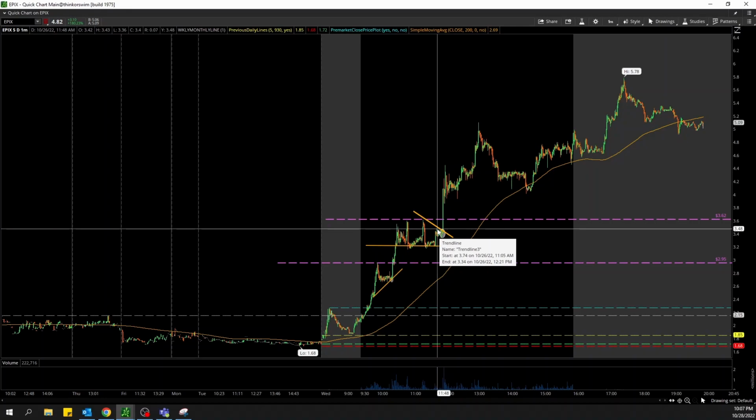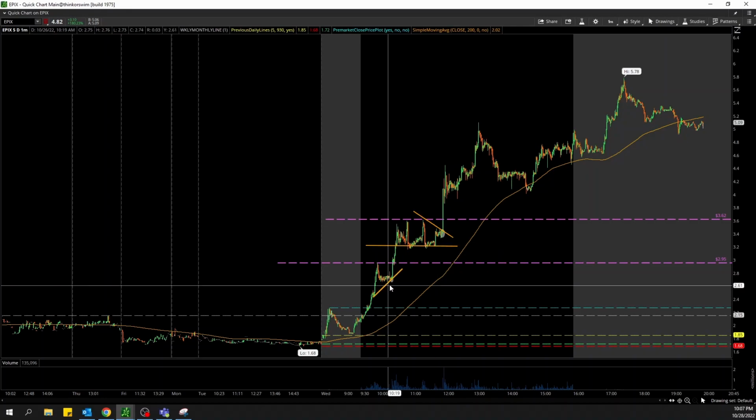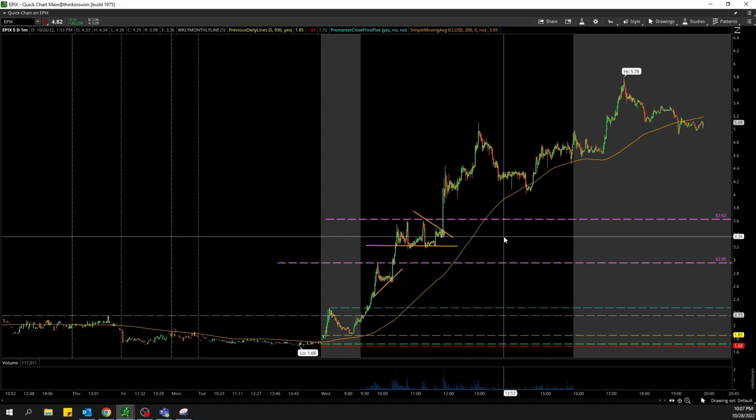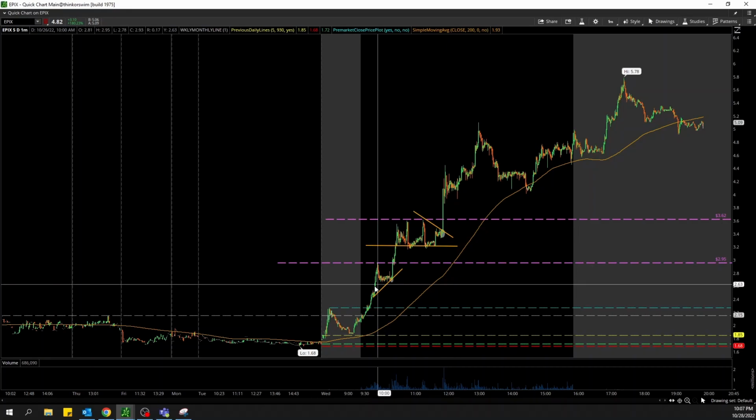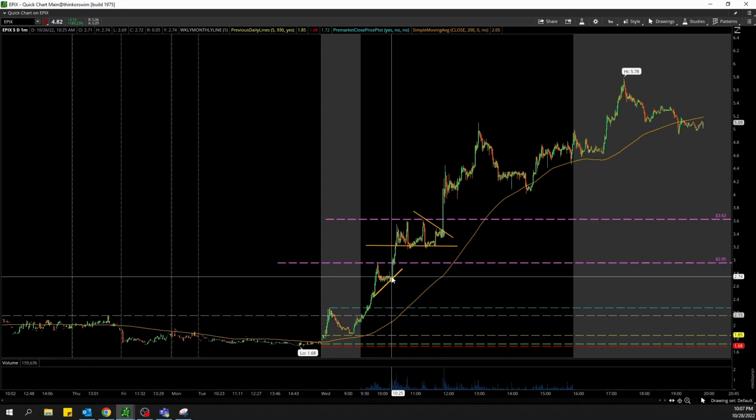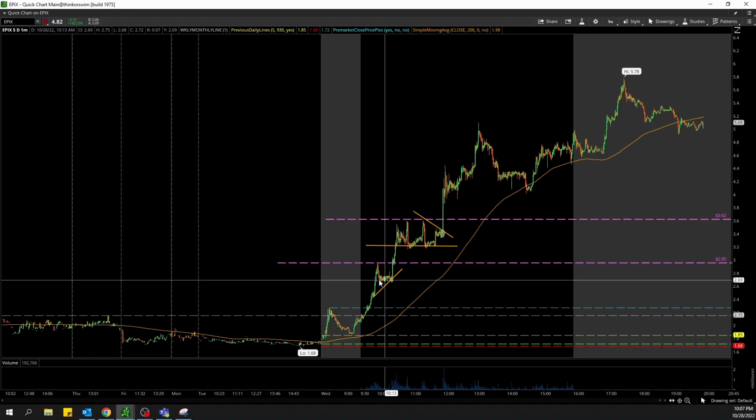Remember, this is October 26th. So these are your key areas of getting in, looking at the chart. Now, ideally, this part here you wouldn't have been able to see. So your first entry would have been right here because this was a decent enough pullback with some consolidation.